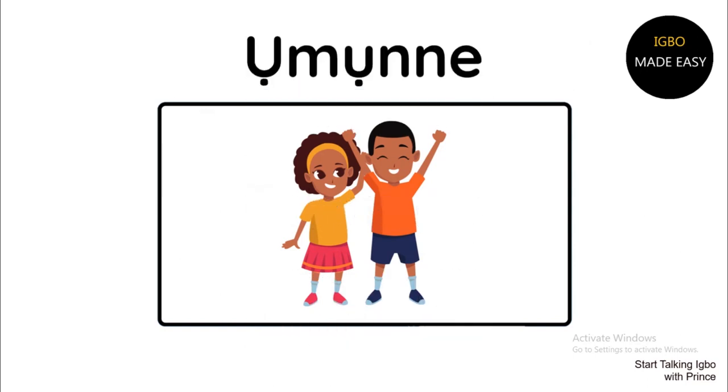Brother and sister is called omunne. When you want to say siblings, you say omunne. If you want to say my siblings, just add M to it. And this applies to everything we've seen so far. One name, you add an M after the name and you make it mine. So that is how you use this in Igbo language.